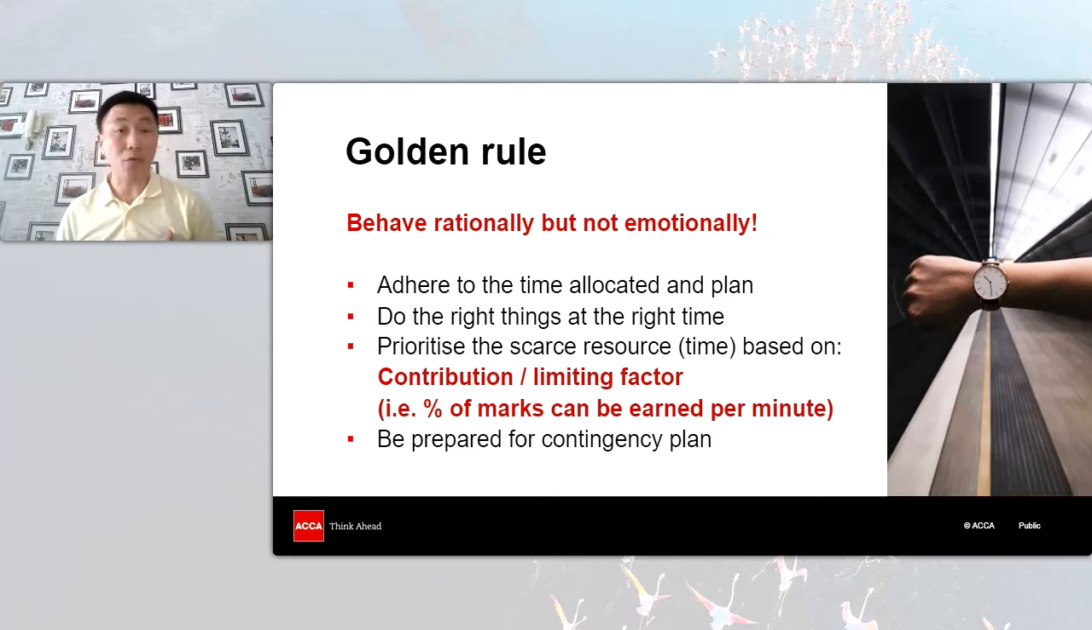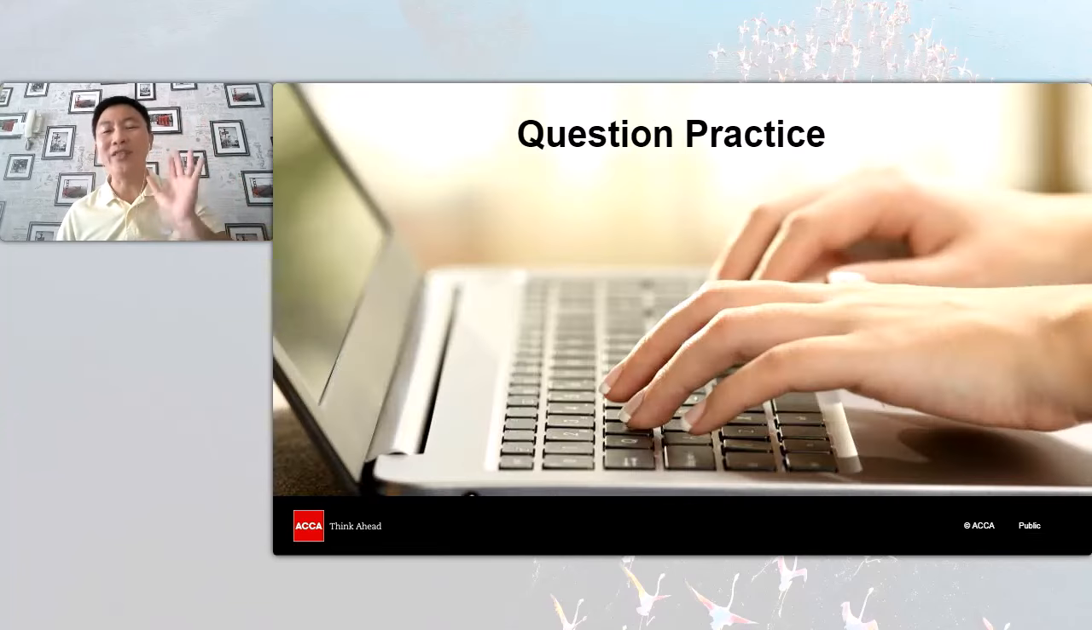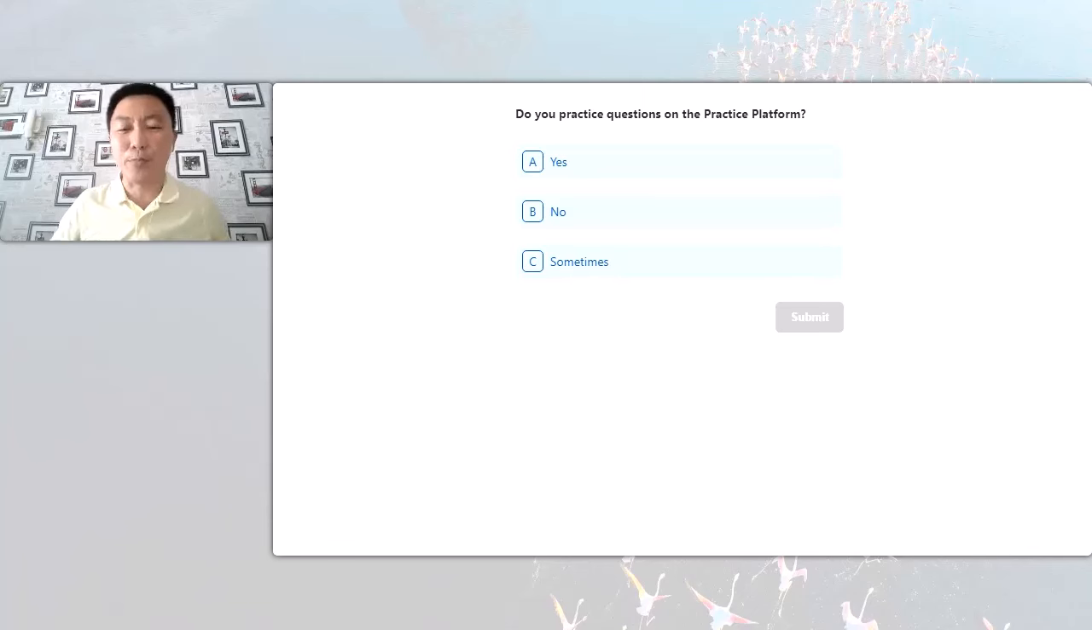But if you ask me, ideally, I don't need a contingent plan in the first place, if I can do well on the second bullet point, which is do the right thing at the right time. Guys, trust me, all these things will work when it's in your to-do list from now until the exam, which is questions practice.